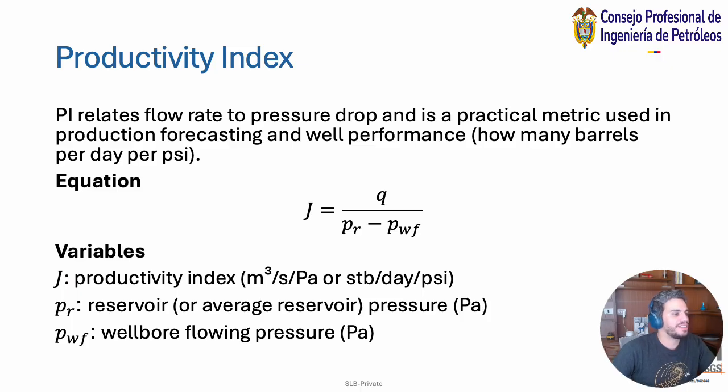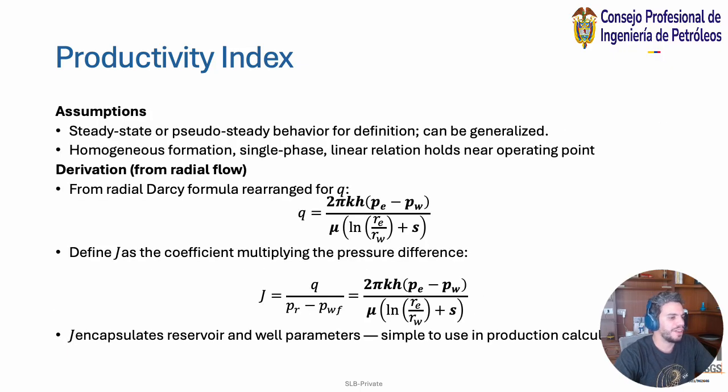The equation is J, which is the productivity index, is equal to Q over PR minus PWF, where Q is the volumetric flow rate and PR is the reservoir pressure. When we talk about reservoir pressure, in reality, you're taking a sort of average, and PWF is the wellbore flowing pressure, the pressure at the well when the fluids are entering, right? So let's go through the assumptions again and the derivation, and finally talk about the key takeaways.